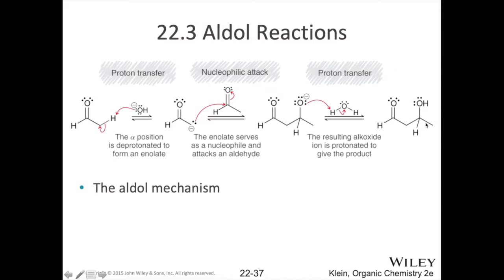Okay, quick note here about locations. That alcohol is present essentially on the beta carbon, or what is now the beta carbon, to that original carbonyl. So that's a quick way to identify the products of this reaction. Look for a carbonyl and look for an alcohol group that's 2 carbons away.